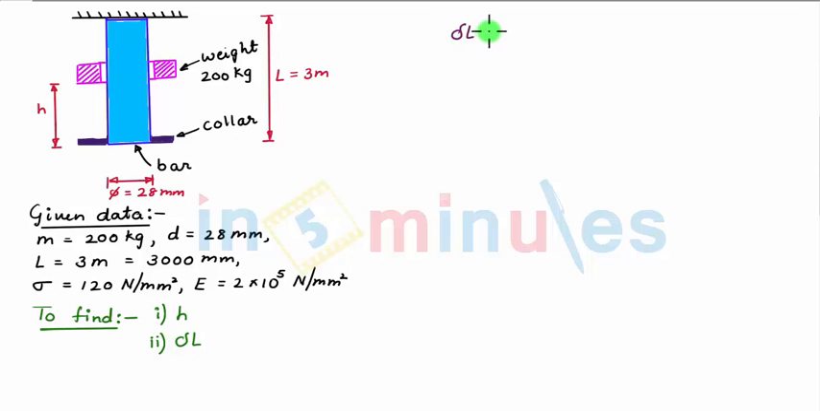Now let's find out the corresponding elongation delta L. Now delta L is sigma L by E. So we have 120 into 3000 upon 2 into 10 to the power 5, which is equal to 1.8 mm. So this is our second answer.